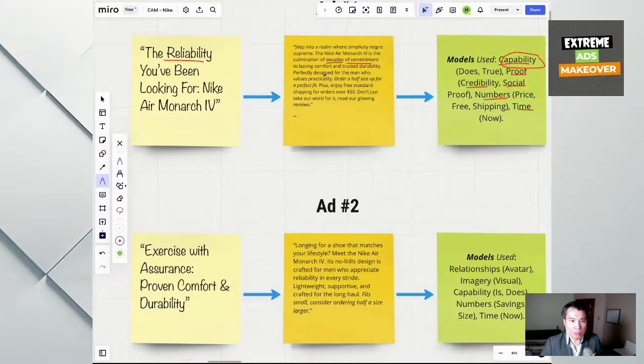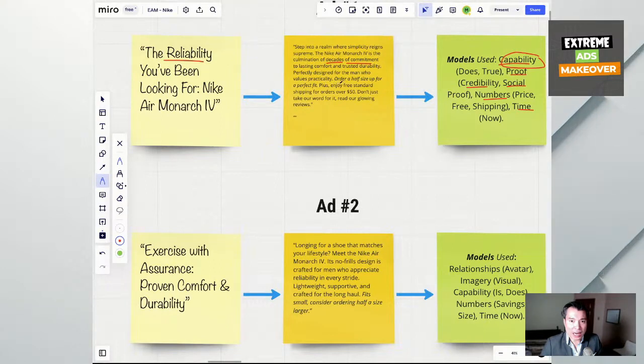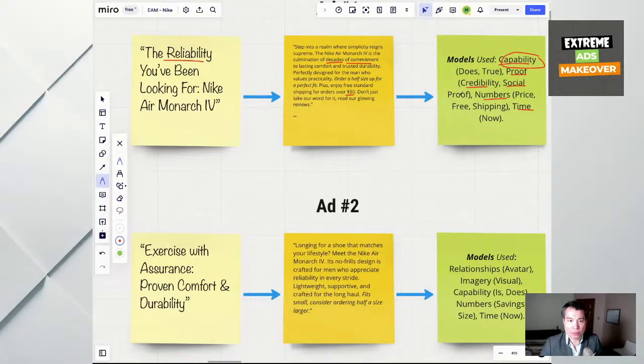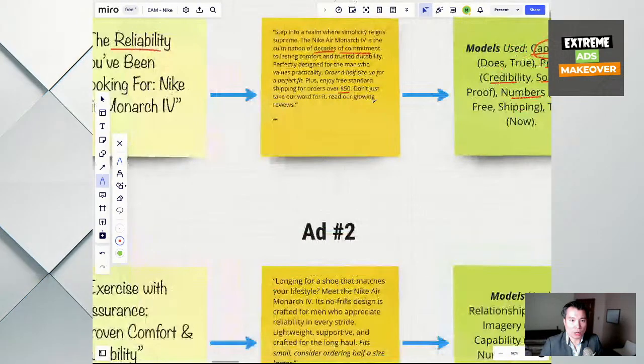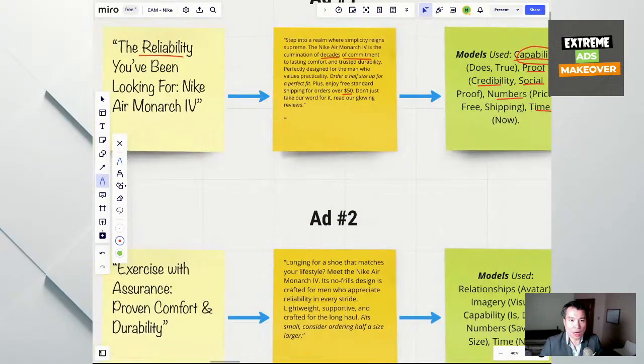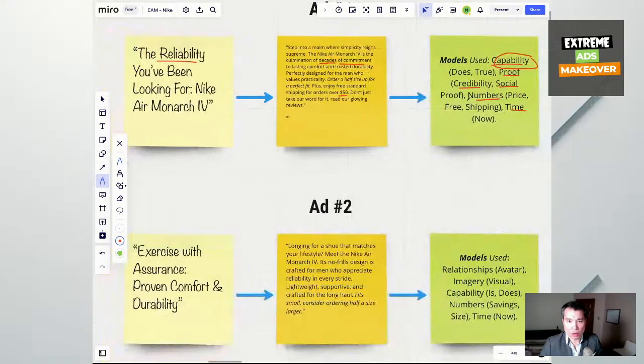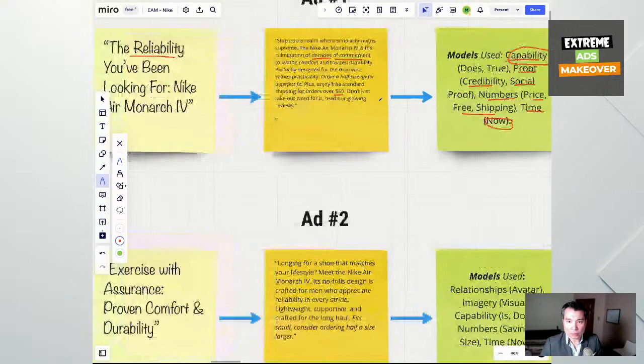What else? And perfectly designed for a man who values practicality. Order half size up for a perfect fit. Plus, enjoy free standard shipping on orders. You see numbers being used over here. These are numbers. And just don't take our word for it. Read our glowing reviews. Again, this is the number, price, free shipping, and the time is now, right?